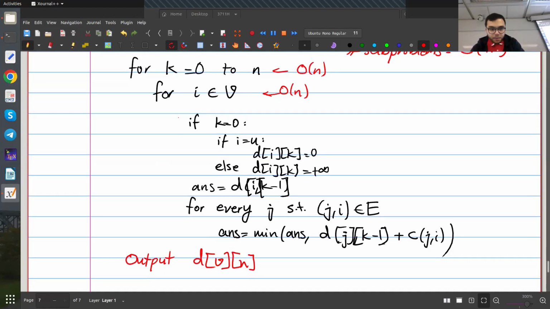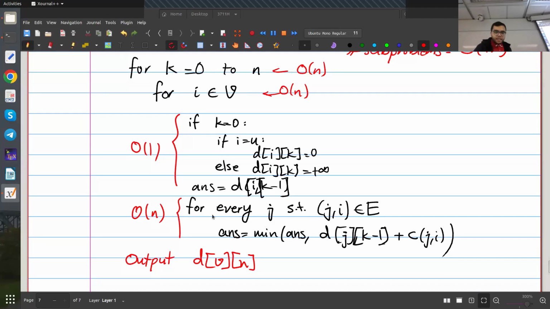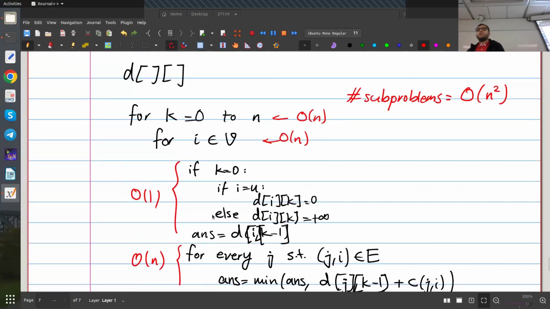Now, how much time am I spending for each one of these subproblems? Well, this part is constant time. And in this part, I'm going over how many edges? I'm going over at most n edges. I'm trying at most n different values for j. So this part is O(n). So I can say that my total runtime is at most O(n cubed). So total runtime is in O of n cubed.